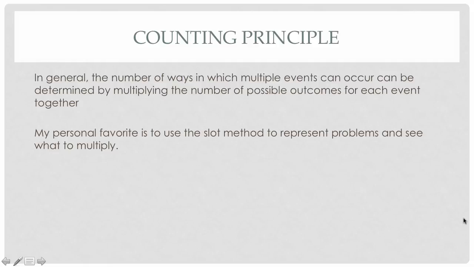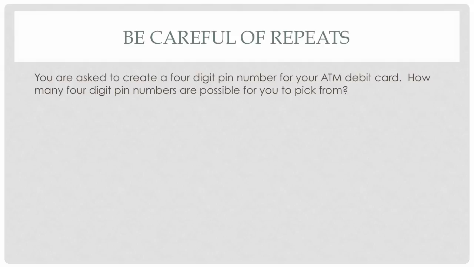So in general, the number of ways in which multiple events can occur can be determined by multiplying the number of possible outcomes for each event together. That's just what we did on the last one. We took each class, found all the possibilities, and multiplied them all together to find all the number of ways. What we did was the slot method. That was my personal favorite. It helps you make very visual all the stuff that you're counting. Let's keep looking at some more problems.